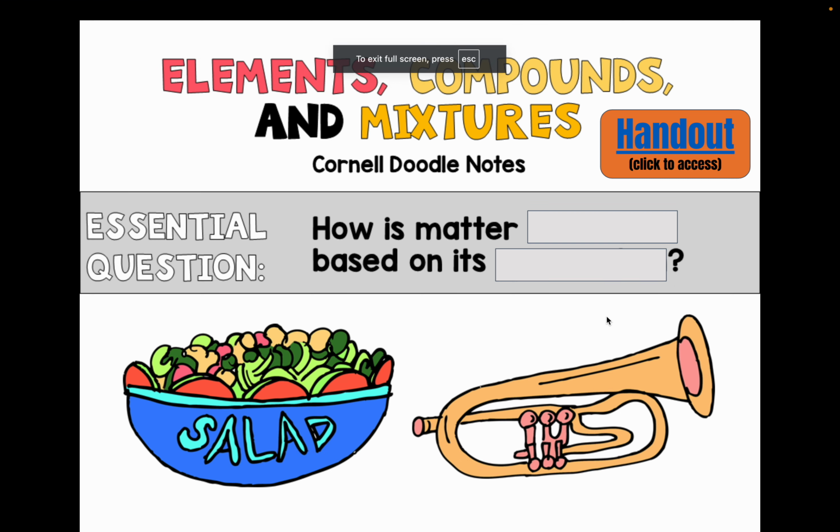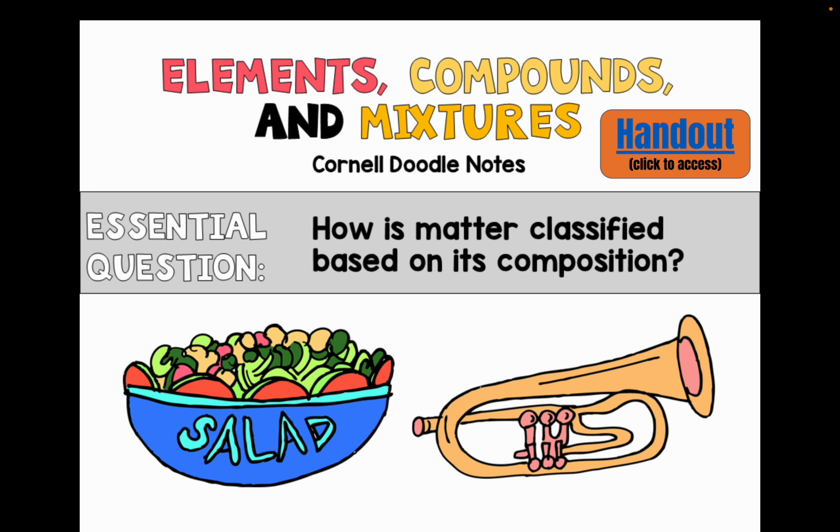Hey guys, let's talk about elements, compounds, and mixtures today in our notes. Today our essential question is: how is matter classified based on its composition? Every substance around us is composed of something. So how can we classify and define things based on how they're put together, what they're made up of?